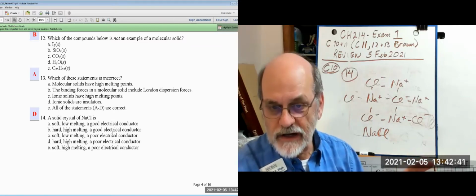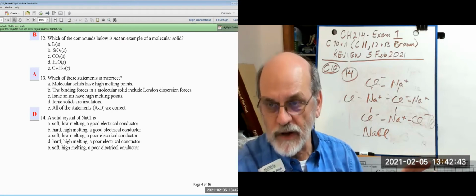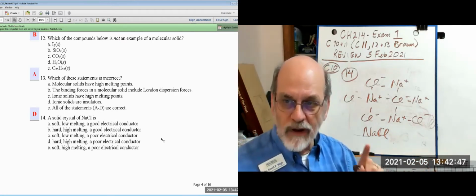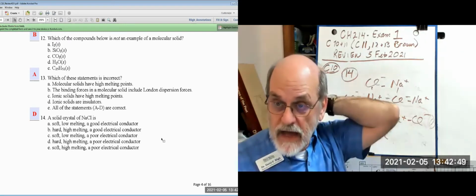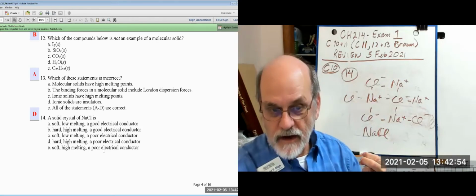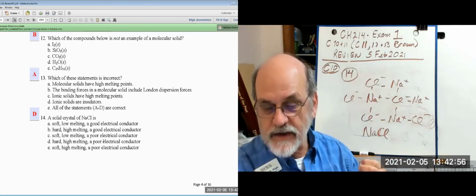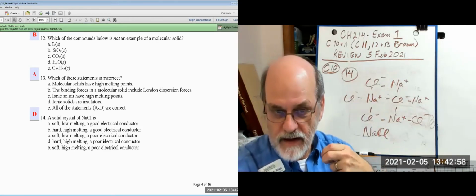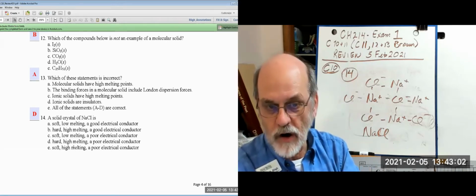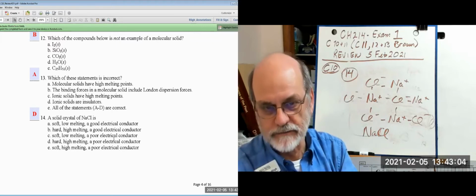B says good electrical conductor. D says poor electrical conductor. Which one's right? To be a conductor, you have to have mobile ions, and solid sodium chloride crystal does not have mobile ions. So D is the only one that answers all 3 correctly: hard, high melting, poor conductor.